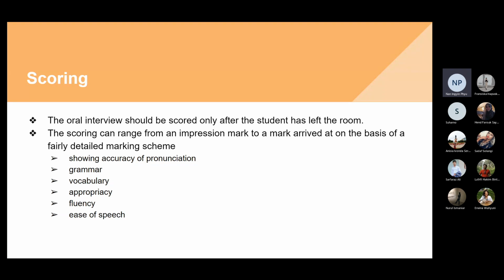The scoring also needs to range from the impression mark. The mark arrives on the basis of a fairly detailed marking scheme. The marking scheme can be divided into accuracy of pronunciation, grammar, vocabulary, proficiency, fluency, and ease of speech. Based on those things, we can make a scoring scheme. For example, if we are planning to base it on six criteria, the interviewer can make them 20% each or maybe 15% each. By giving those kinds of weights, the scoring scheme can be done.